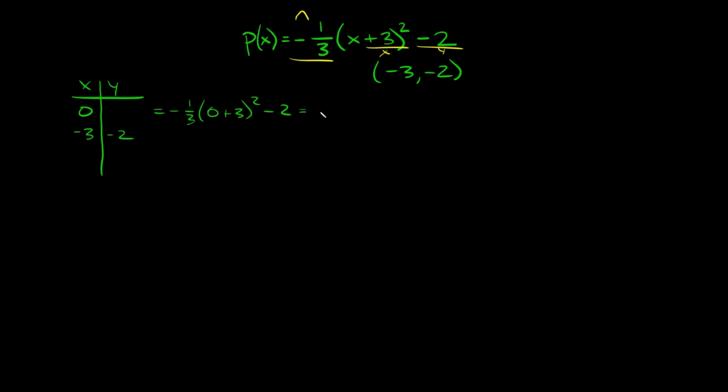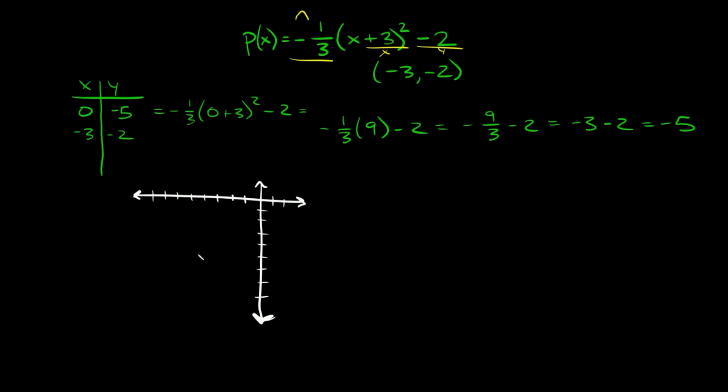So then this is going to be equal to negative 1/3 times 9 minus 2, right? Negative 1/3 times 9 is equal to negative 9/3, so then minus 2, right? 9/3 is equal to 3, so then this is equal to negative 3 minus 2, and negative 3 minus 2 is equal to negative 5. All right, woo. So our y value when we plug in 0 is negative 5. Okay, so again, we have 2 points, so we can at least start with that. So let's graph that here.